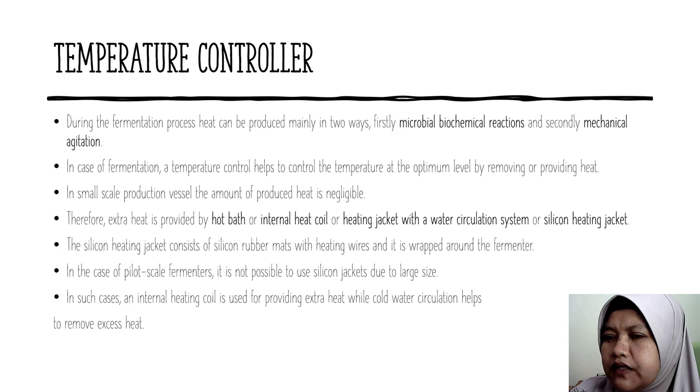Therefore, extra heat is provided by hot bath or internal heat coil or heating jacket with the water circulation system or silicon heating jacket. The silicon heating jacket consists of silicon rubber mats with heating wires, and it's wrapped around the fermenter. In the case of pilot scale fermenter, it is not possible to use silicon jackets due to the large size. In such cases, an internal heating coil is used for providing extra heat, while cold water circulation helps to remove the excess heat. All of this needs to be considered when you are designing the temperature controller for the fermenter or for the pilot scale fermenter.